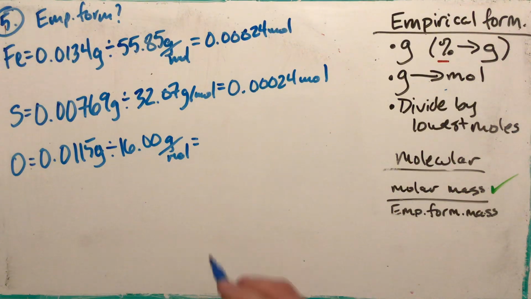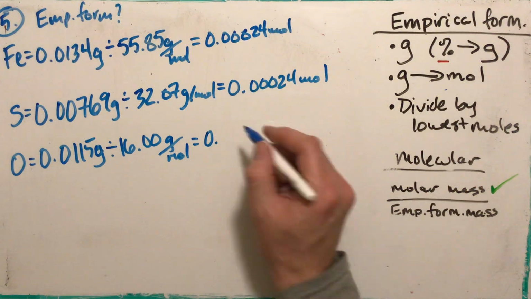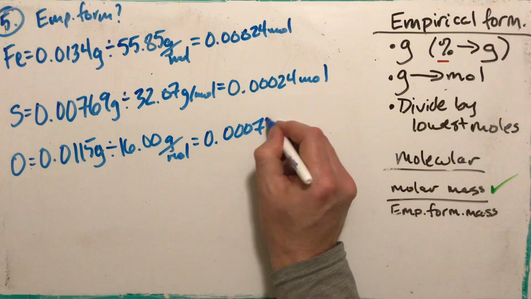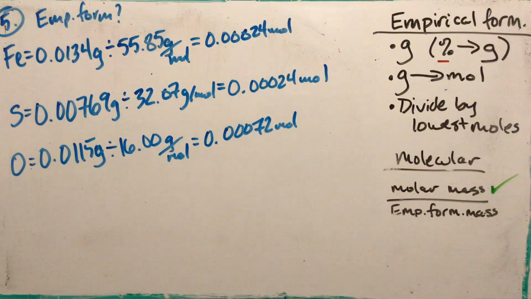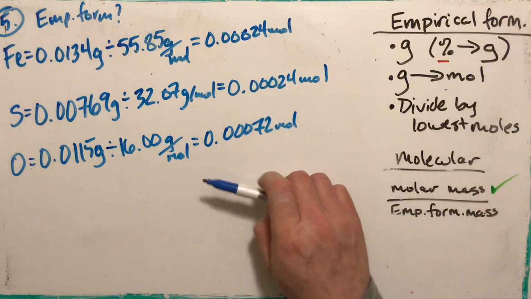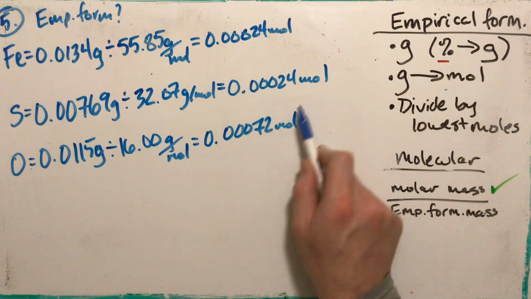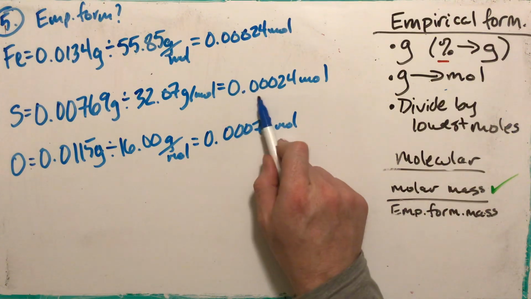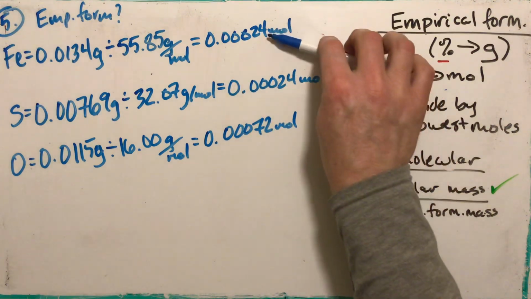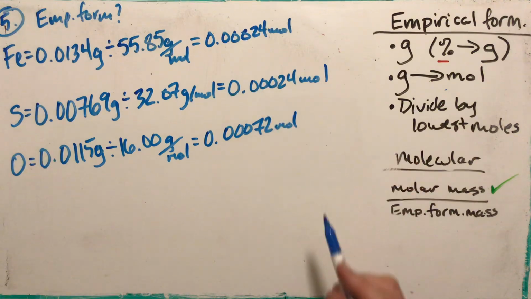And then this one ends up being 0.00072 moles. All right. So I'm going to divide this by the lowest mole number. This is where sometimes what will happen is this will only have 2 zeros and the 2 here, and it's actually bigger than this. So count your zeros. They all have 3 zeros after the decimal. So it's like 24, 24, 72. So what I'm going to do is I'm going to divide by the lowest mole number.